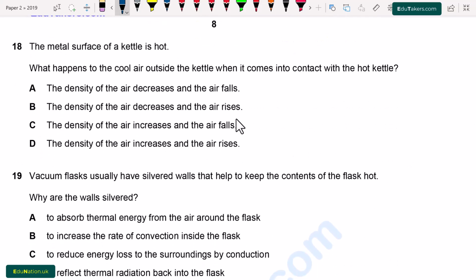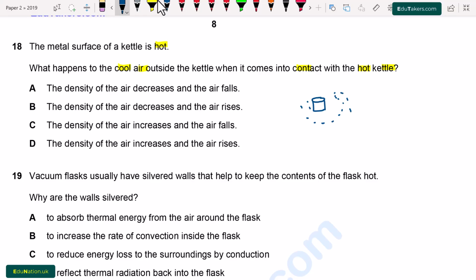Question number 18. The metal surface of a kettle is hot. What happens to the cool air outside the kettle when it comes into contact with the hot kettle? First of all, here is a kettle, and this kettle is very hot, and there is also the cold air outside this kettle. What happens to the cold air outside the kettle?